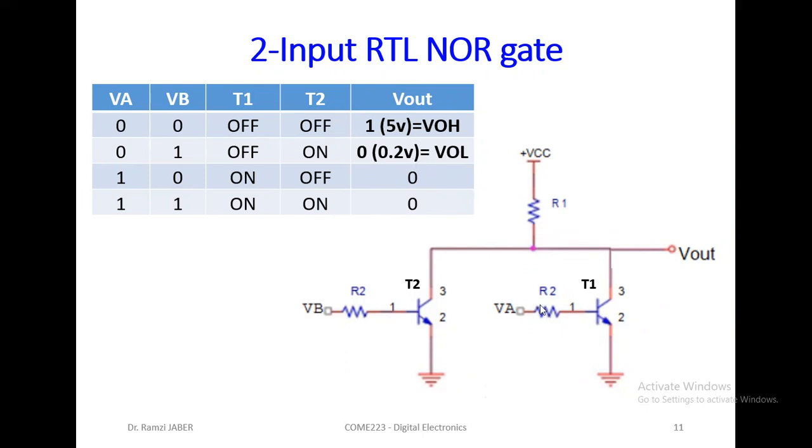So this is NOR. NOR is the opposite of OR. OR is 0, 1, 1, 1. NOR is not OR, the opposite of OR, will be 1, 0, 0, 0. Okay? Any question? Clear? Perfect.